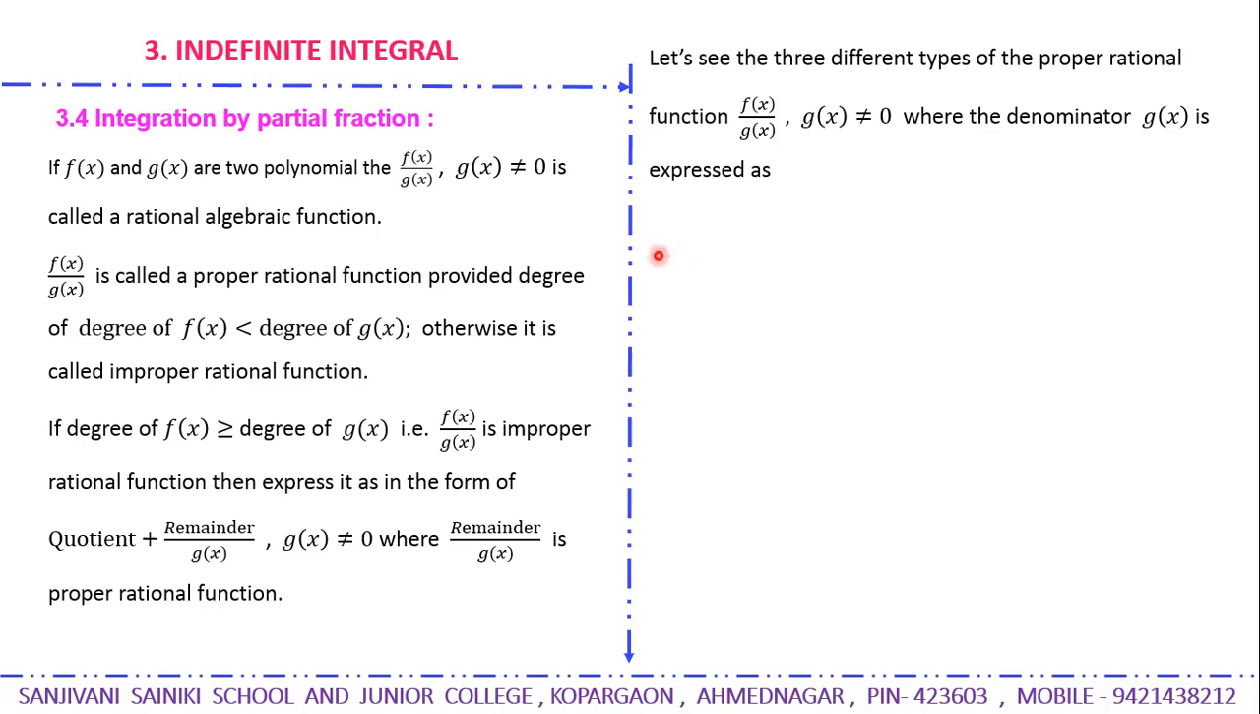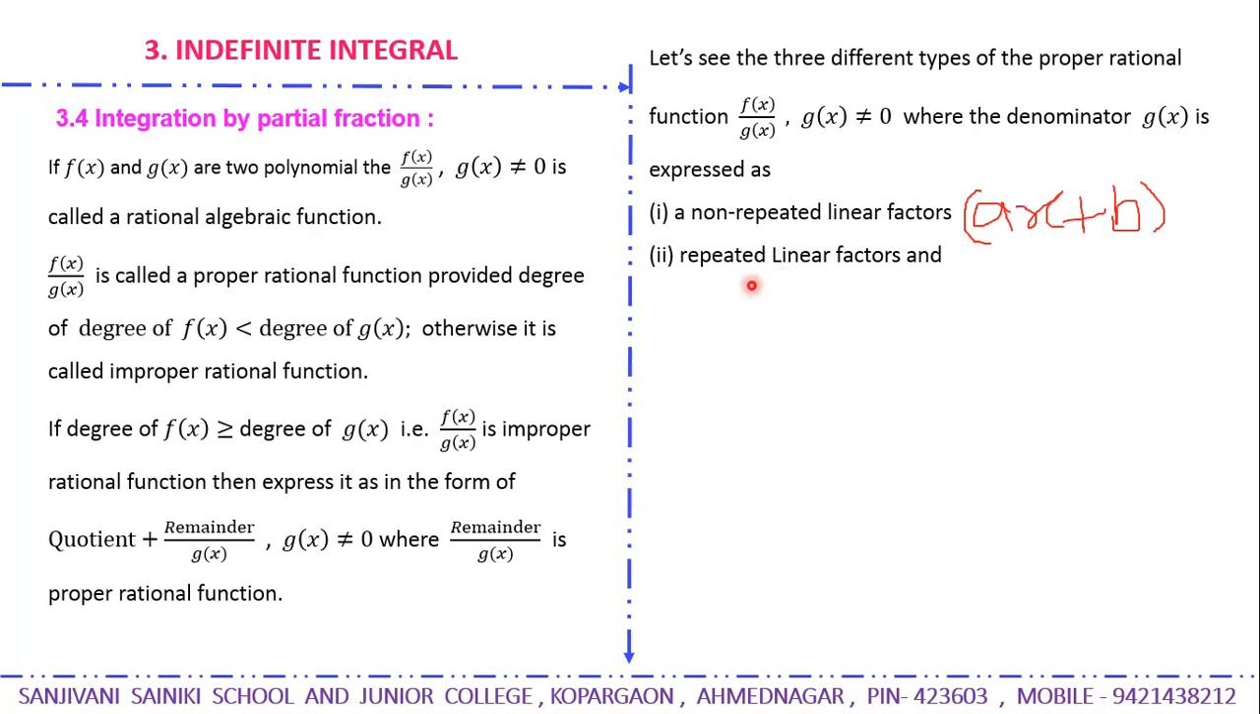Now let us see the three different types of the proper rational function f of x upon g of x, where the denominator g of x is expressed as non-repeated linear factors. What is meant by a linear factor? A factor which is of the form ax plus b. This type of factor is called a linear factor. And if it comes only once in the denominator, it is called non-repeated factors.